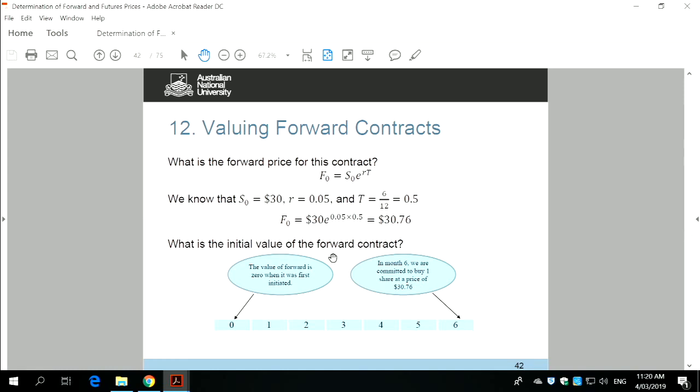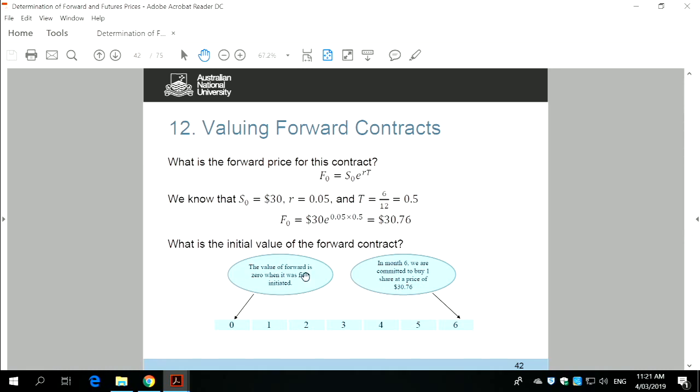Not only that, if you think about it in a more simple sense, anybody can enter into this forward at no cost, right? I can enter into this forward to buy this non-dividend paying stock at a price of $30.76. You can do it, everybody can do it. And there's no value because it costs you nothing to enter into a forward contract. So the initial value should always be 0 when you just initiate it.